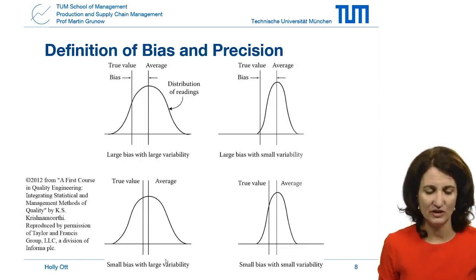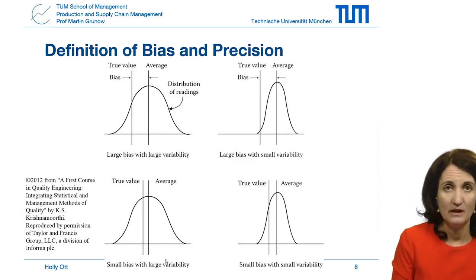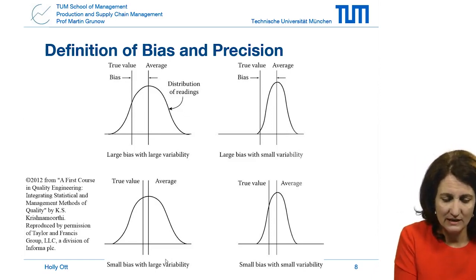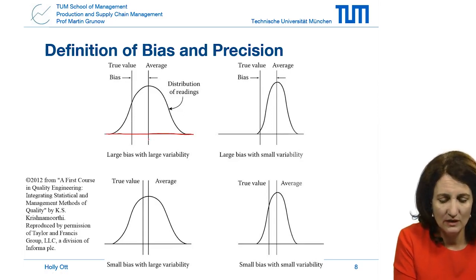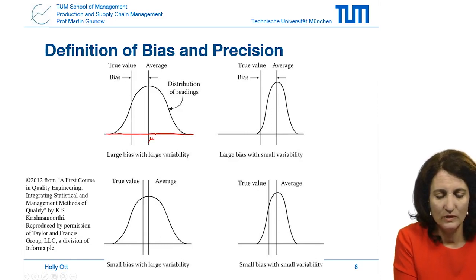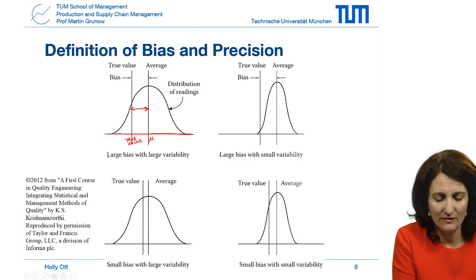And here we see some pictures of this. Again, bias is the difference between the average of the readings and the true value of the measurement. Here we can see our measurement value on the x-axis, and there's a distribution, and we have a mean value, which differs from the true value. The difference between these two is the bias. So here we have, in this case, a large bias, and in this case, for example, a small bias.